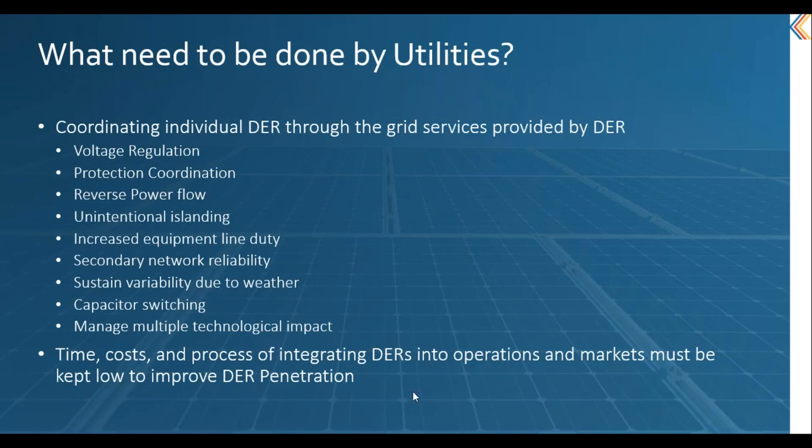So DER must enable grid services, like regulating the voltages throughout the distributed network, coordinating the production logics around the network, reversing or controlling the power flow directions, avoiding unintentional islanding, and increasing the equipment life duty, like improving the system operations life cycles. Also, sustaining variability due to weather.